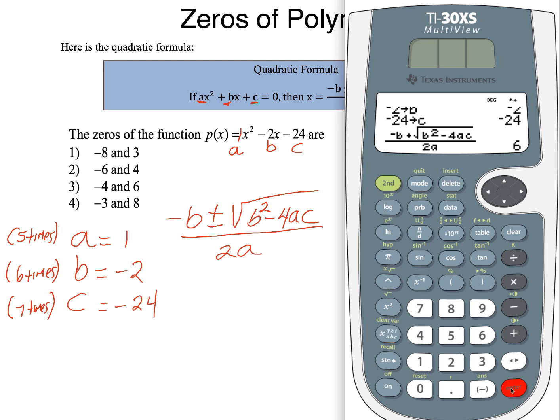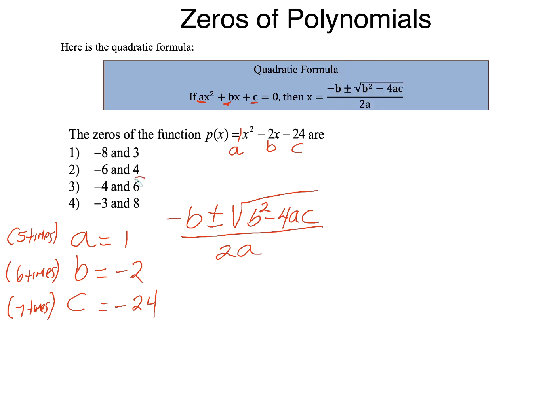Now notice when you press enter, it gives you the answer of 6. So if you go into our answer choices, 6 is right here. So your answer is number 3.